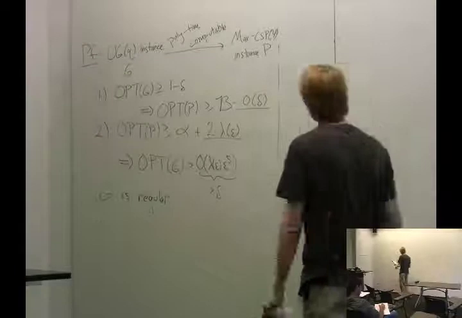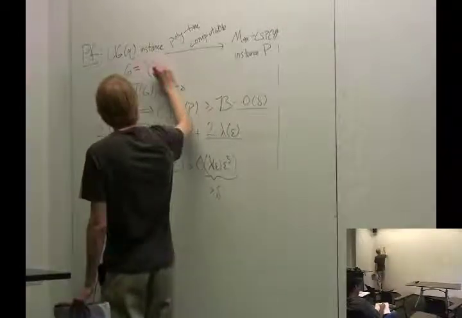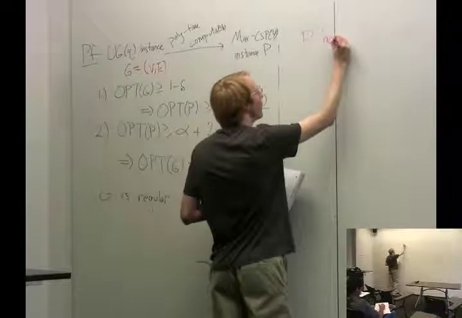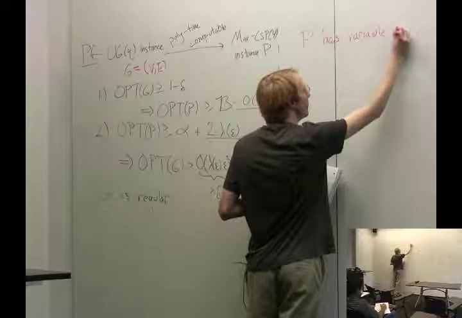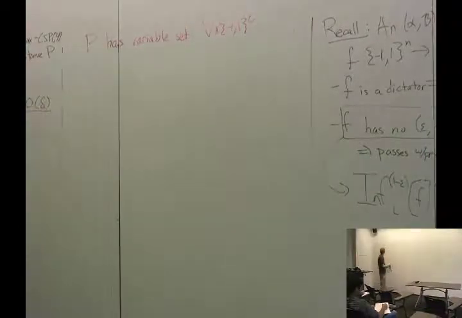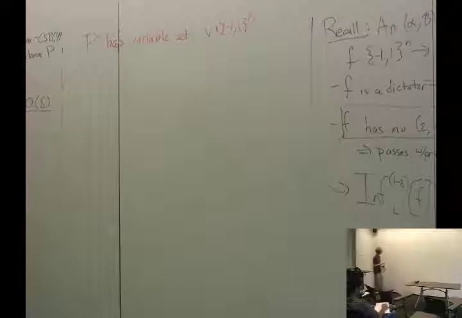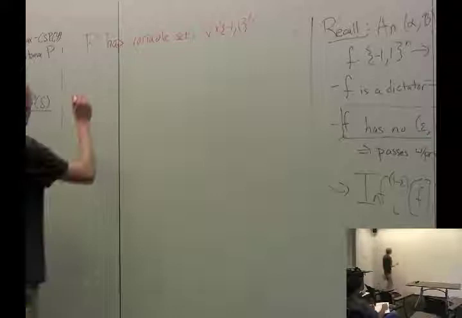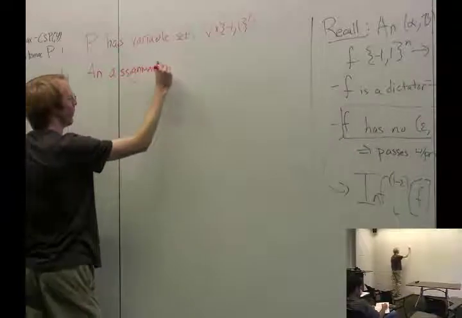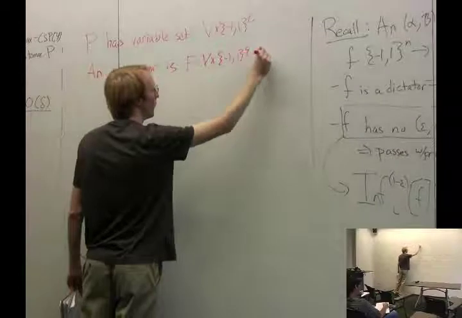Okay, so let's start with this then. It's going to be a little while before I say what the full reduction is, but at least I can say, starting from this graph, G equals (V, E), what variable set we construct for this max CSP instance. P has a variable set V cross {-1, 1}^q. In other words, for every vertex of my unique games instance, I introduce a set of hypercube variables for my max CSP instance. And so what is an assignment to P? An assignment just looks like this: a function f, which maps V cross {-1, 1}^q into {-1, 1}.